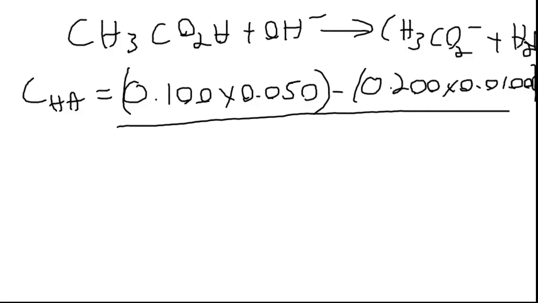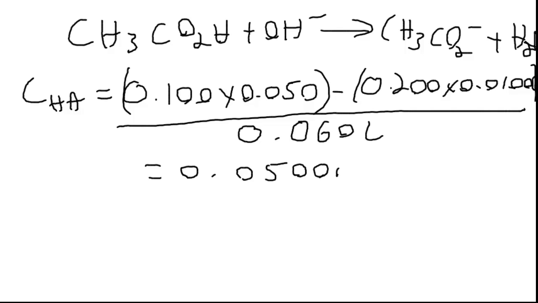So that will tell you how many moles of acetic acid are left. Divide that by the total volume. Remember, we've increased the volume, so we're essentially diluting everything. So it's going to be 60 milliliters, 50 plus 10, and that gives us a concentration of 0.05 molar. Okay, that'll be our initial starting concentration of acetic acid.